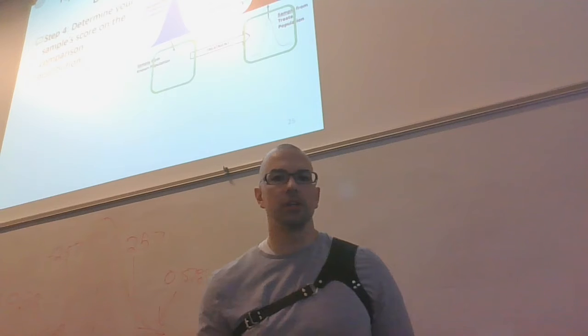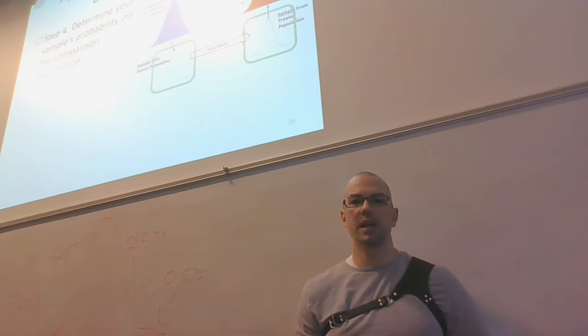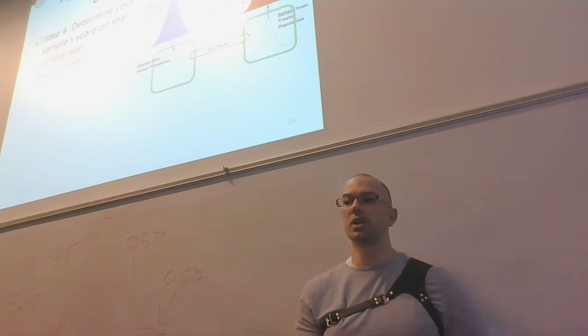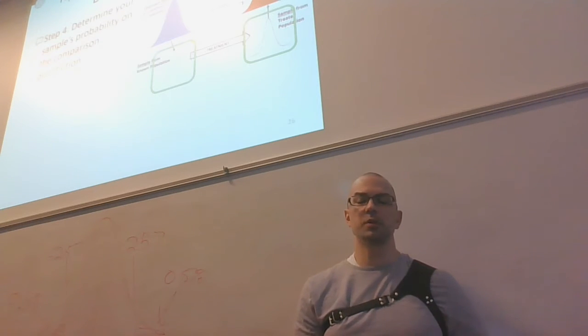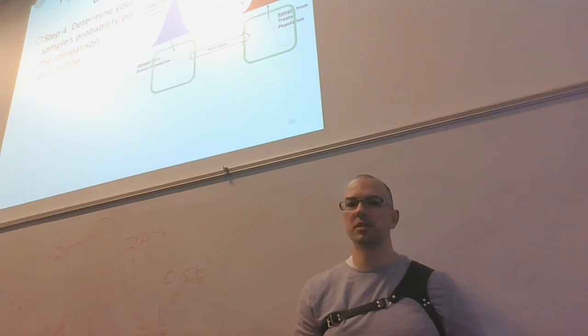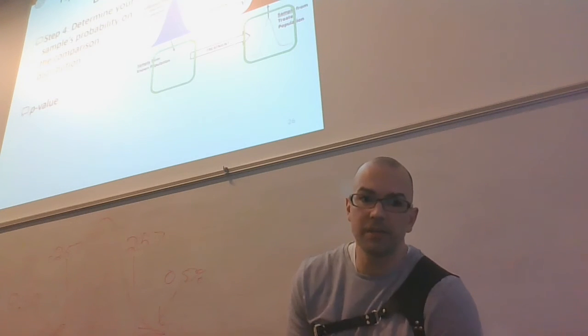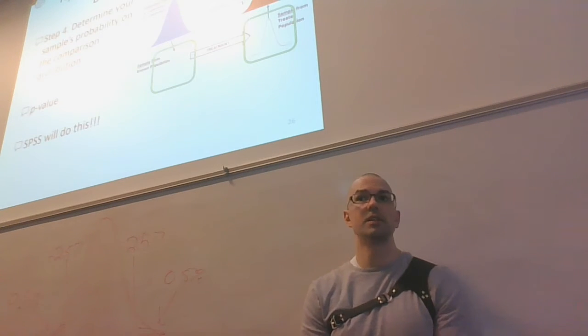All right, determine your sample score on the comparison distribution. SPSS will do this. SPSS will find your score and determine your sample's probability on the comparison distribution. SPSS will find that as well, and that's going to be your p-value. And like I said before, SPSS will do this for you.